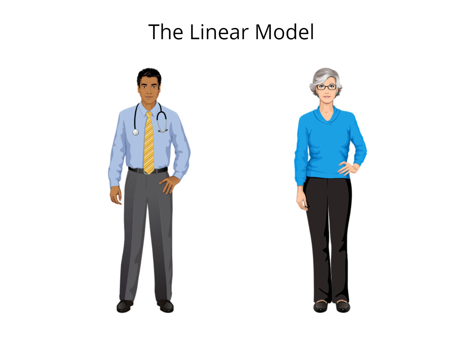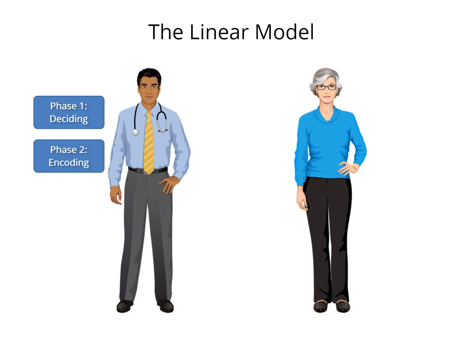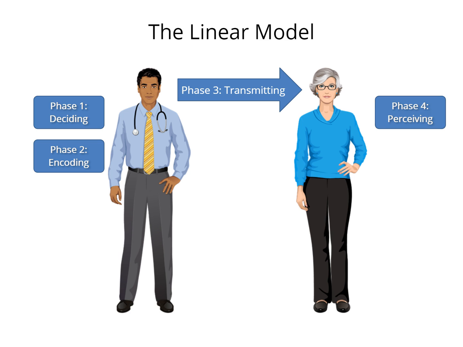In phase 1, the sender decides they are going to send a message. In phase 2, the sender encodes the message. Phase 3 is where the sender actually transmits the message through a channel. The last 2 phases then move to the receiver. In phase 4, the receiver perceives that they are receiving a message. And finally, in phase 5, the receiver decodes or assigns meaning to the message.